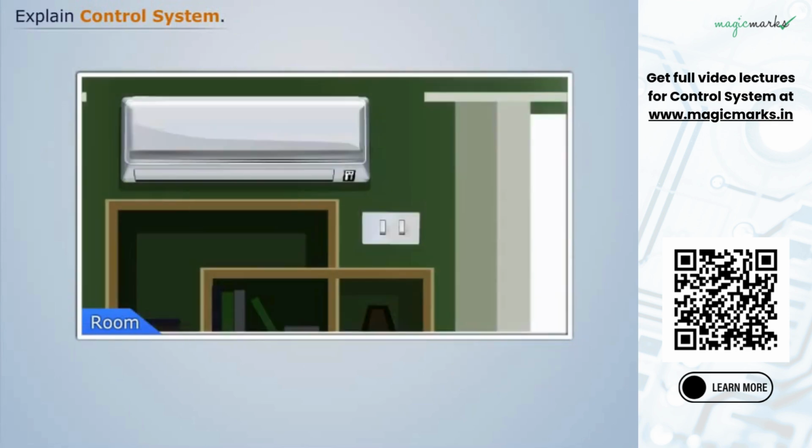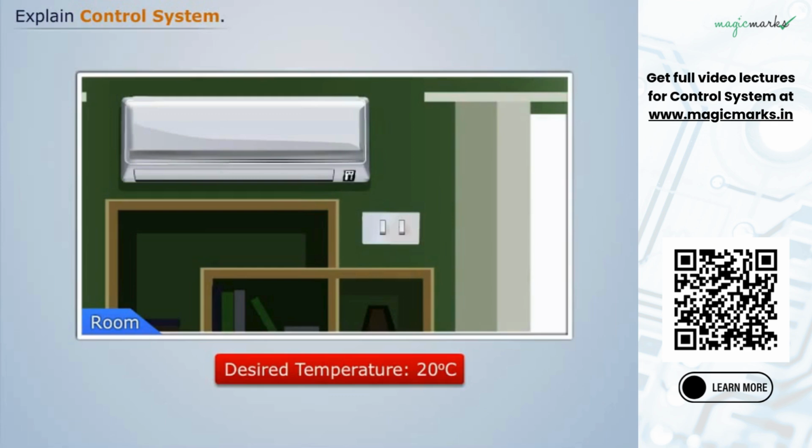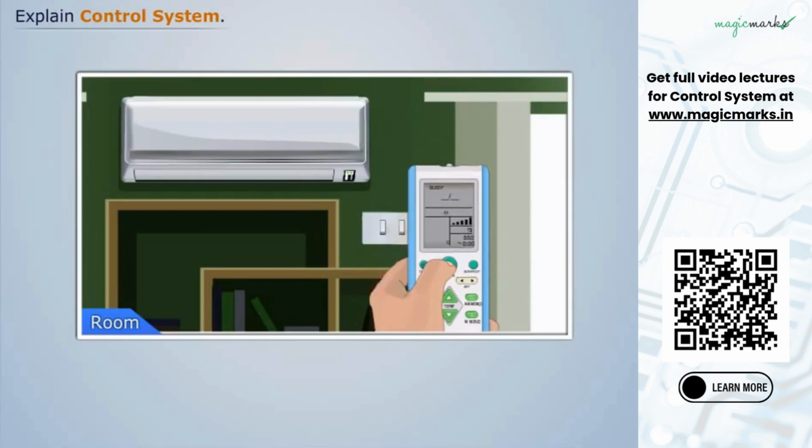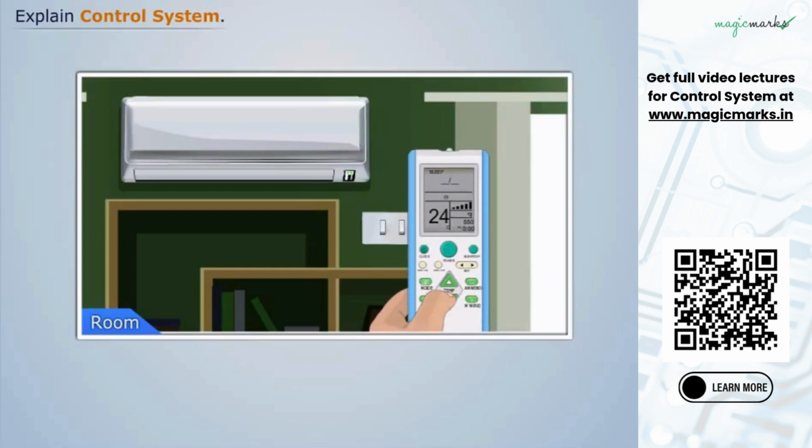Let us consider an air conditioner fitted in the room. Suppose we need to set the temperature of the room to 20 degrees centigrade. For that, we switch on the AC and fix the temperature of the AC to 20 degrees centigrade.